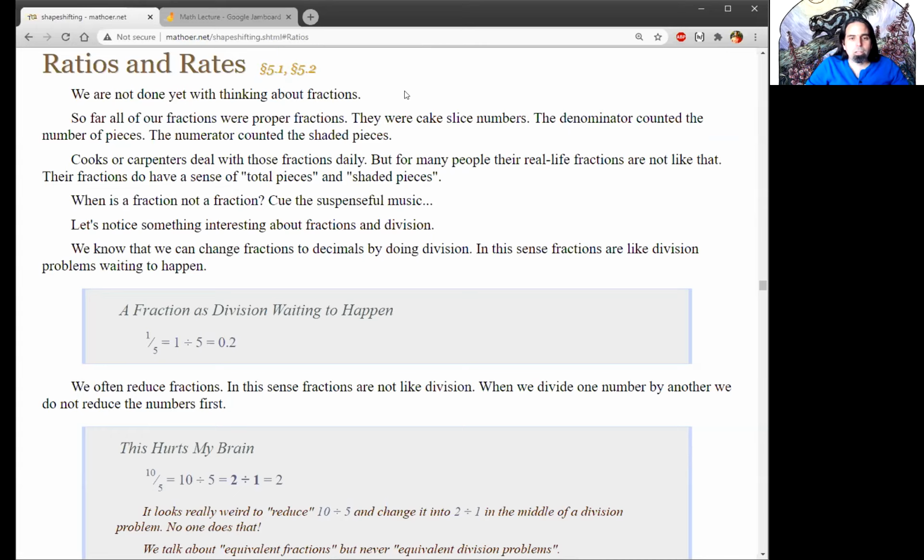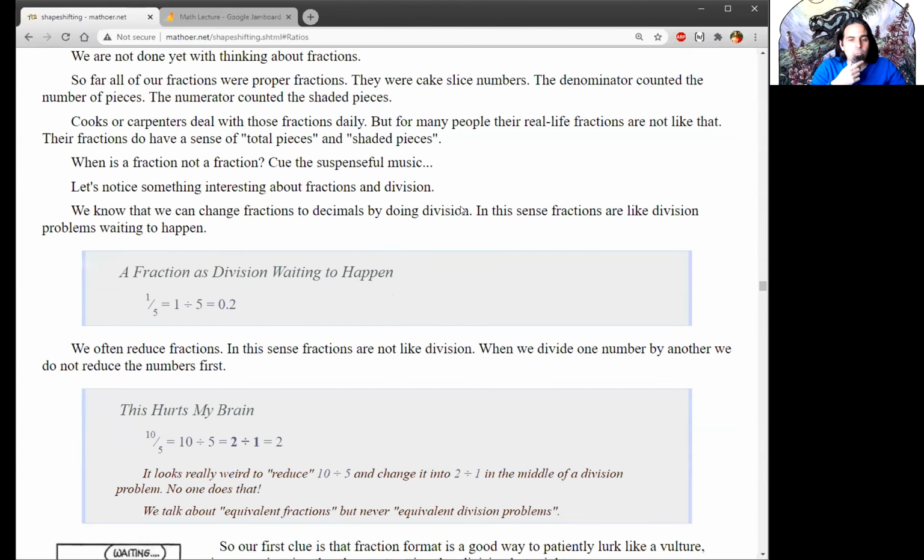So far, all of our fractions were proper fractions. They were like cake slice numbers. The denominator, the bottom number, counted the number of pieces. We have fourths. And then the numerator, the top number, counted how many were shaded. I'm eating 3 of the 4 pieces of cake tonight. So if you're a cook or a carpenter, then those are important fractions you'll deal with all the time. But for many people, their real life fractions aren't like that. There are fractions that exist without any sense of total pieces or shaded pieces. So we'll get to that in a moment.